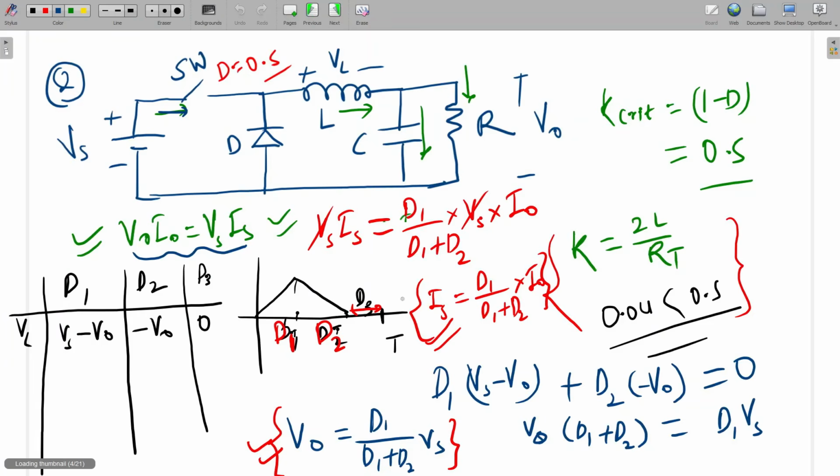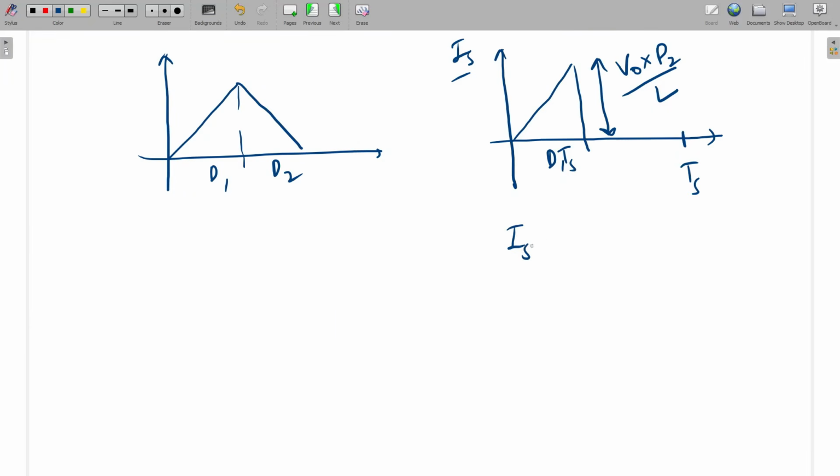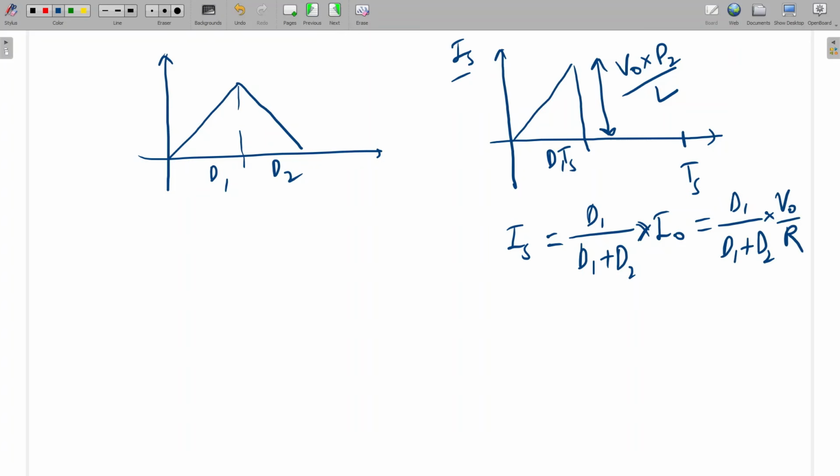And here what we have calculated, the source current should be equal to D1 by D1 plus D2 into I0. So Is is D1 divided by D1 plus D2 into I0. Further, we can write D1 divided by D1 plus D2 into I0 is equal to V0 by R. Is this waveform clear to all? The peak of the source waveform will be V0 into D2 Ts by L, and this will be D1 Ts.